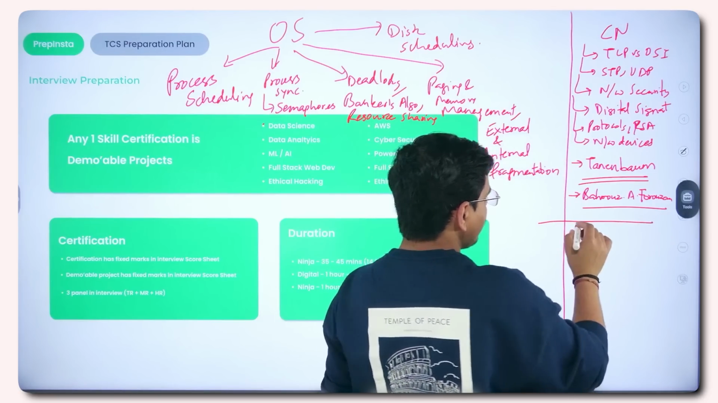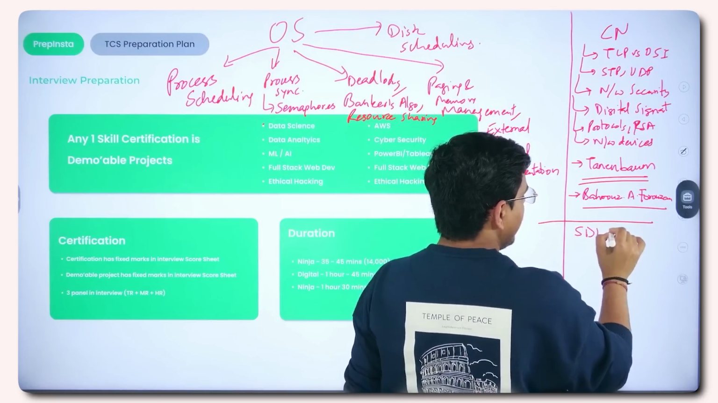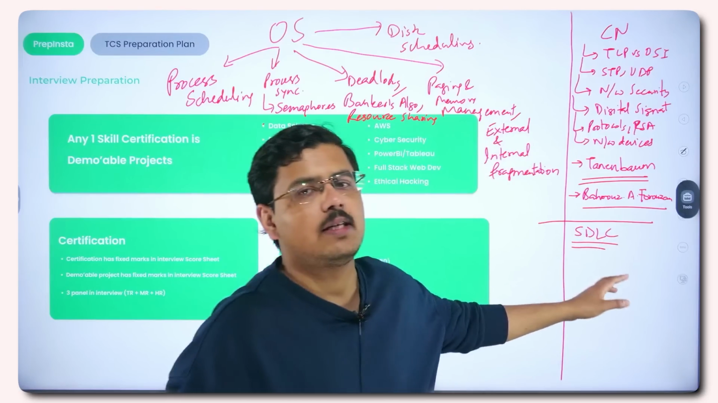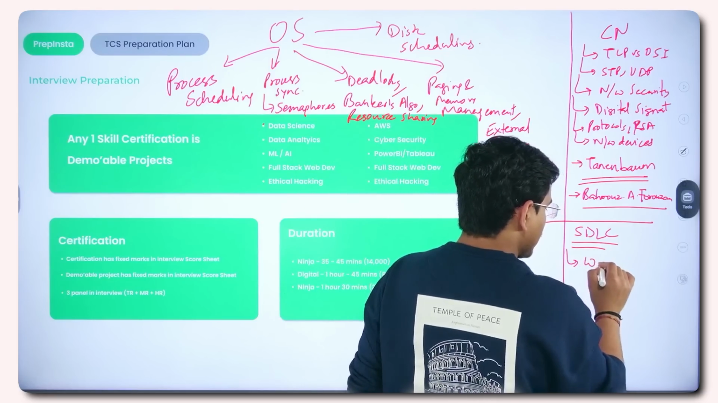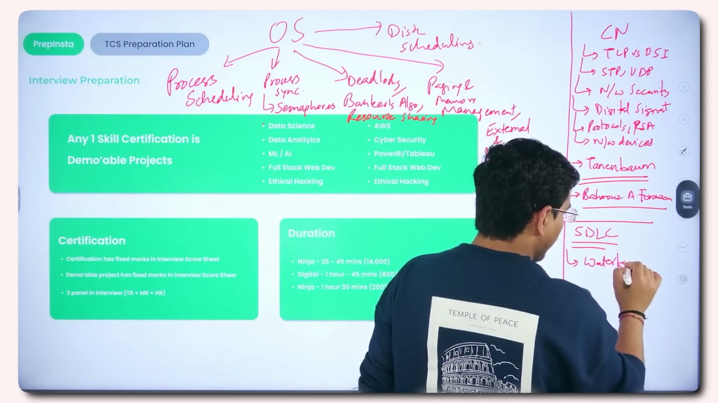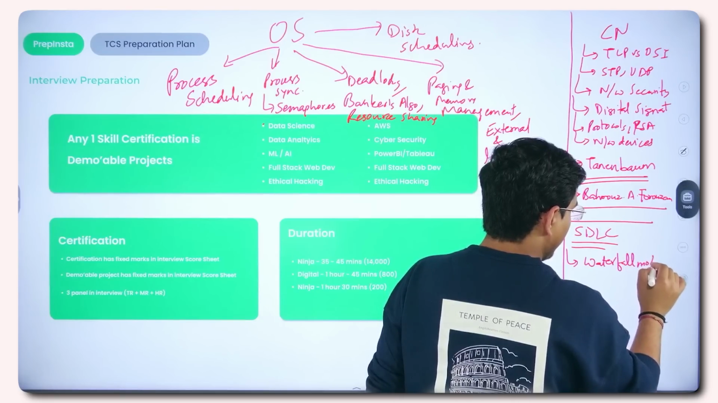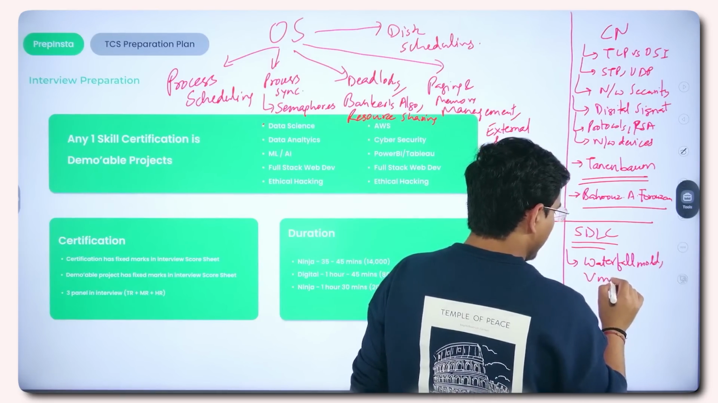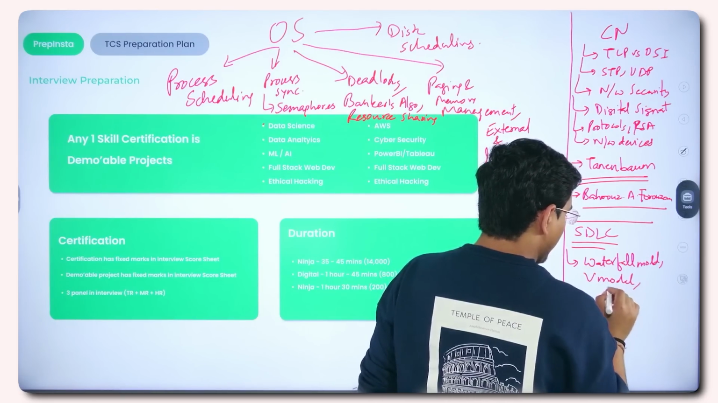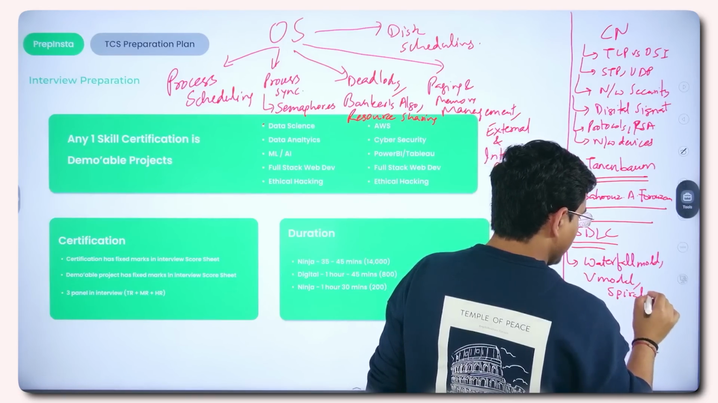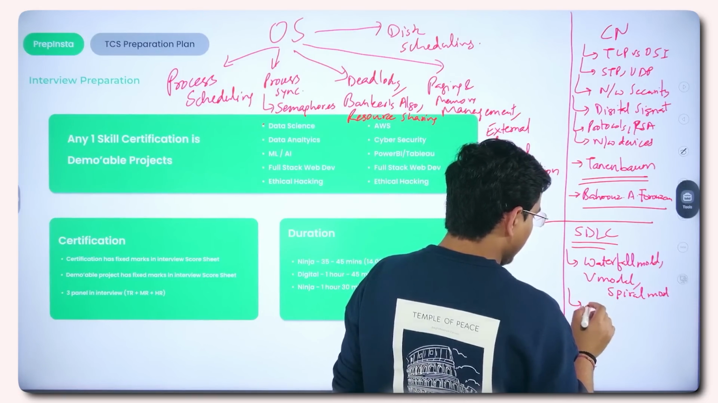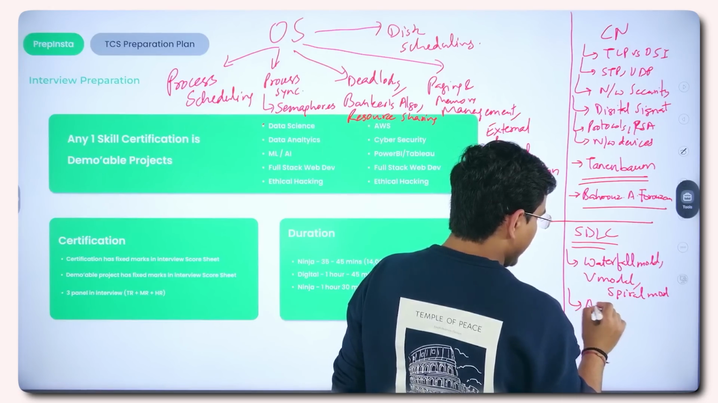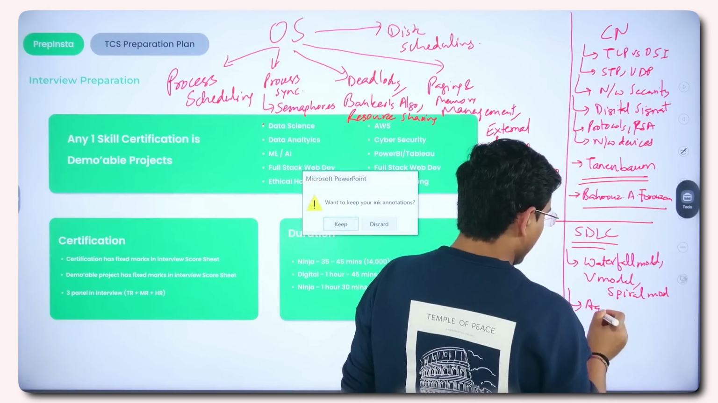Alongside this, you have SDLC. Basically, don't just stick to SDLC, the software development life cycle. Study first of all the models of this: waterfall model, V model, spiral model. Once you've studied this, go ahead and study a bit of agile.